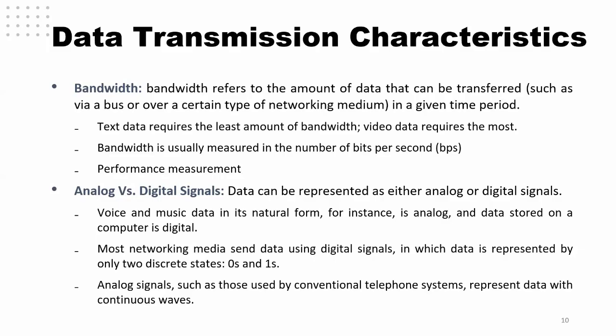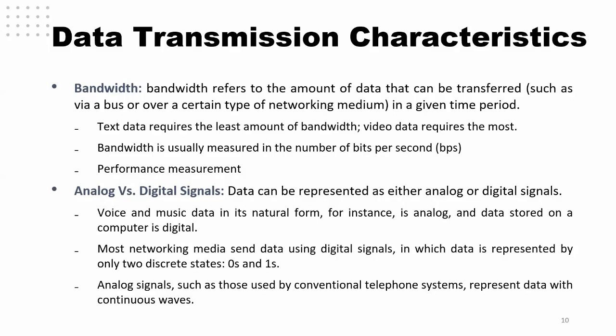And then, whether the network communicates analog signals or digital signals, the data can be represented as either analog or digital signal. Analog signals are all the voice and music data in their natural form itself. One such example of an analog signal is your normal conventional telephone system. So the data is transmitted as waves.